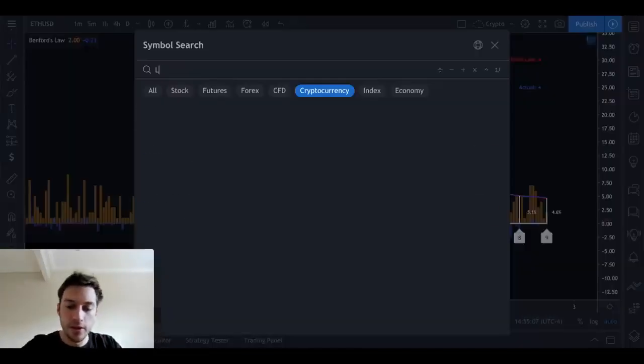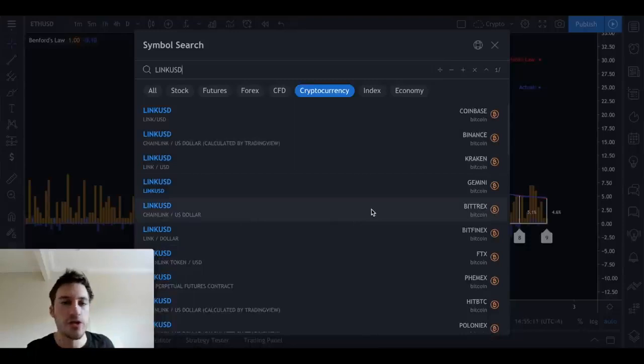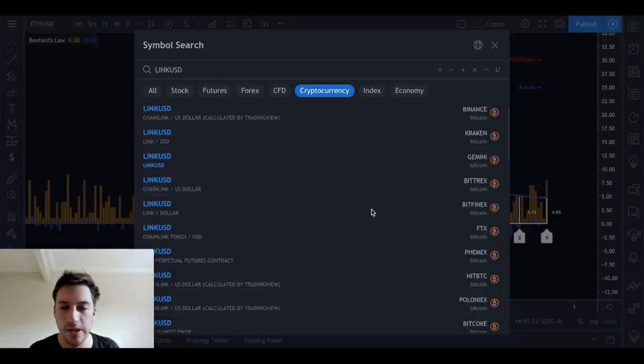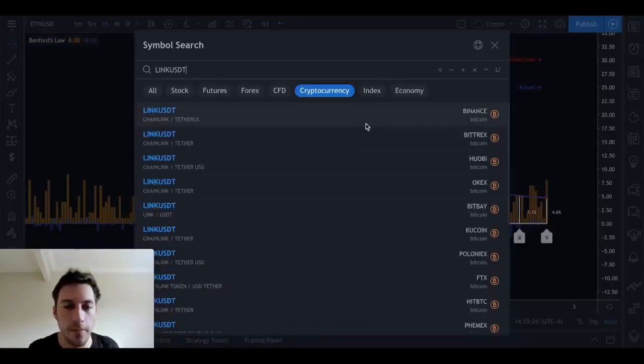Let's do Link. Sure. Link USD. I'll do it from Binance this time. Also, you can't do this with Bitcoin, with things traded to Bitcoin. Only do this with USD and USDT. So if you use Benford's law, just remember to use it on Link USD or BTC USD, not Link BTC. Okay, so let's do Link USDT from Binance.